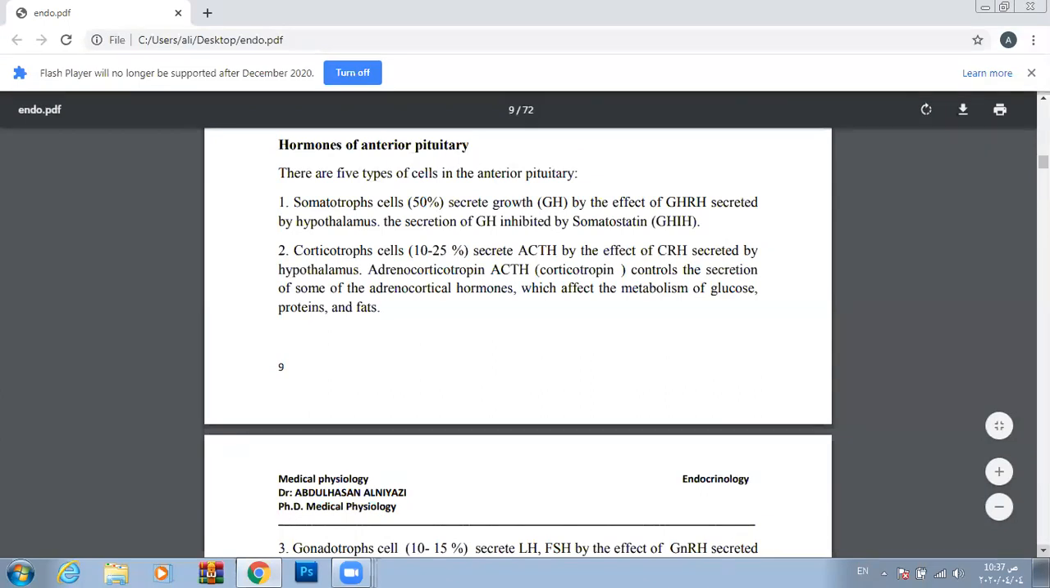We have somatotroph cells, 50% secrete growth hormone, which is usually affected by growth hormone releasing hormone that's secreted by the hypothalamus. Secretion of growth hormone is inhibited by somatostatin. The second cell is called corticotroph cell, 10 to 25%, secreting adrenocorticotropic hormone by the effect of corticotropin releasing hormone, which is secreted by the hypothalamus.